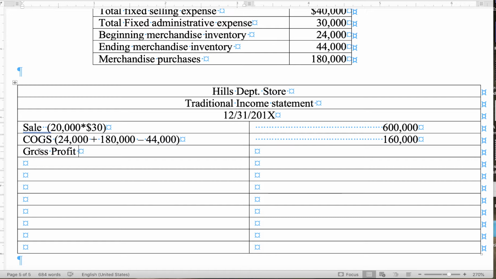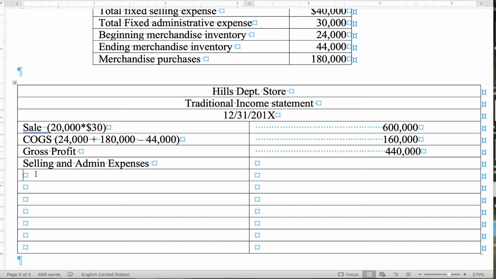Okay. Gross profit is nothing more than sales minus cost of goods sold. 600,000 minus 160,000 gives me 440,000. Okay. Now I subtract out my selling and administrative expenses.